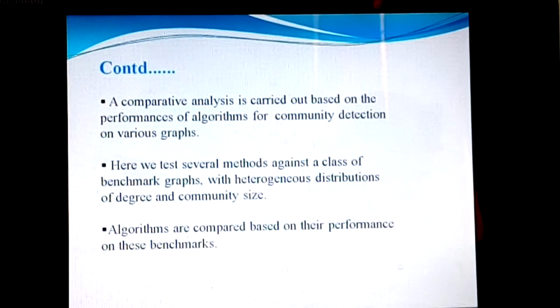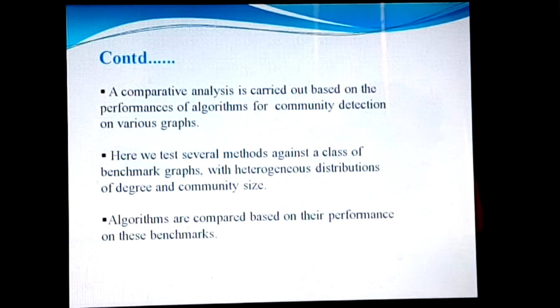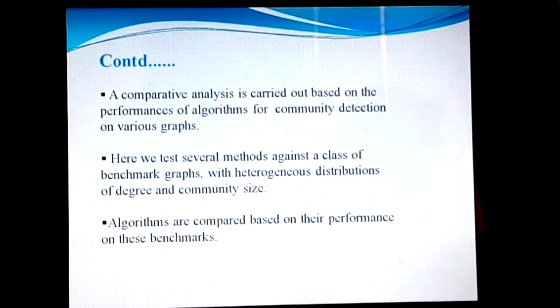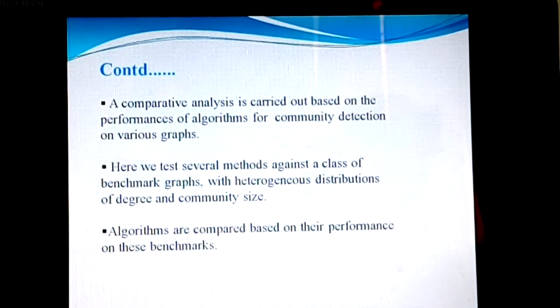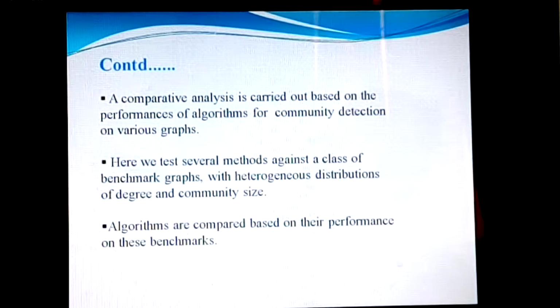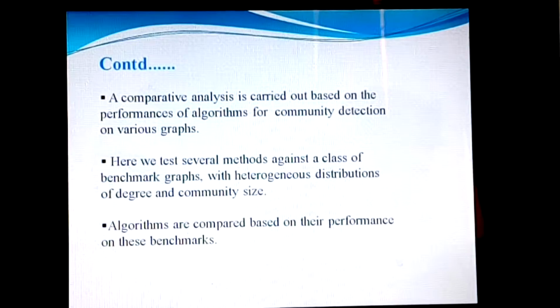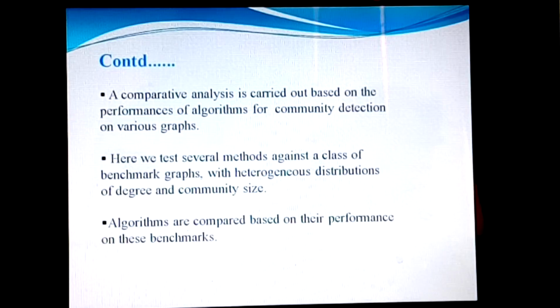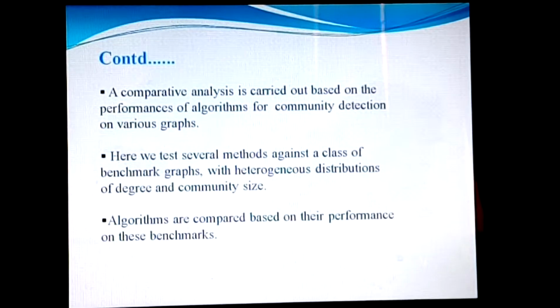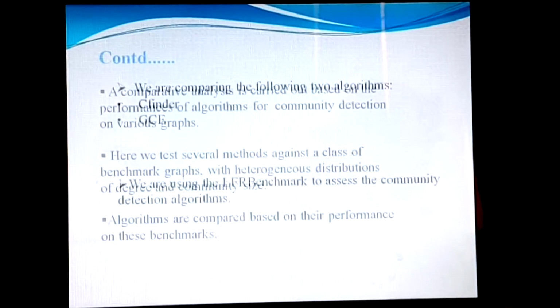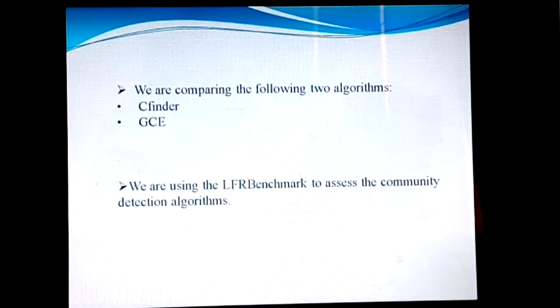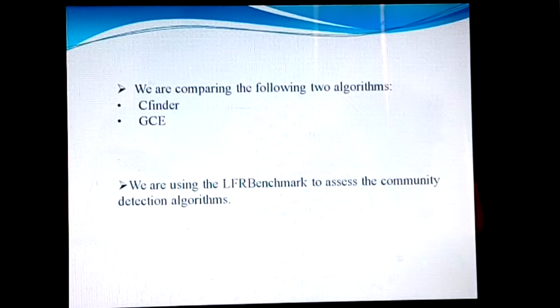In our project, we are performing a comparative analysis based on the performance of algorithms for community detection on various graphs. Here we test several methods against a benchmark called the LFR benchmark, which supports both heterogeneous distribution of degree and community size. The algorithms are compared based on their performance on this benchmark. We are comparing the following two algorithms, CFinder and GCE.